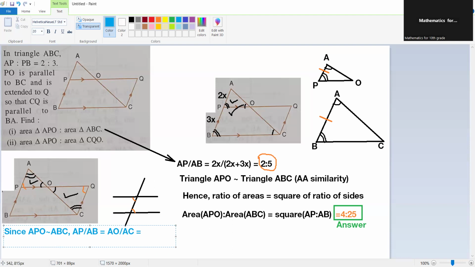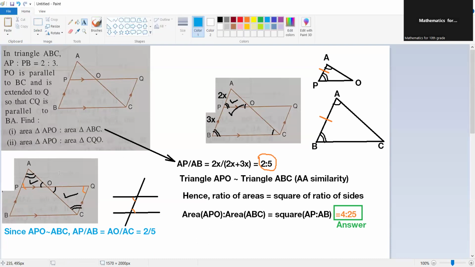That would be equal to 2 is to 5. So if we notice, AO by AC is 2 is to 5. So AO by OC would again be 2 is to 3. This is also called the basic proportionality theorem. So I'll just mark this in red.